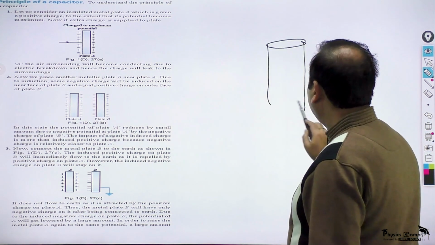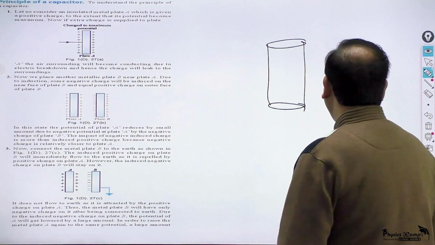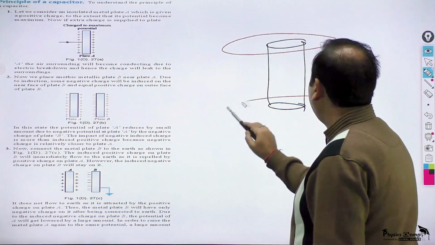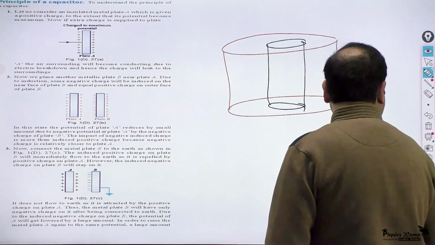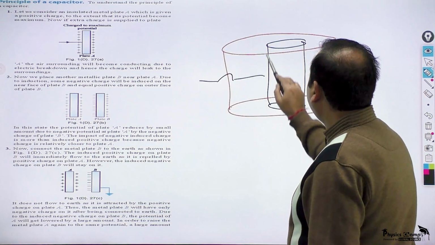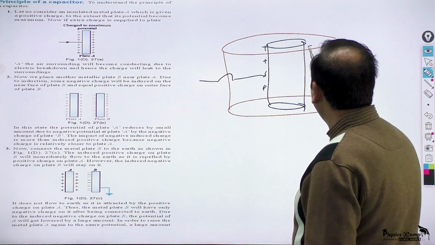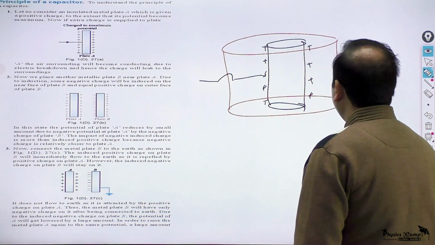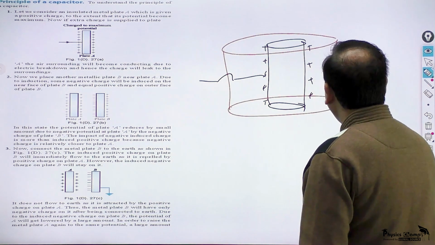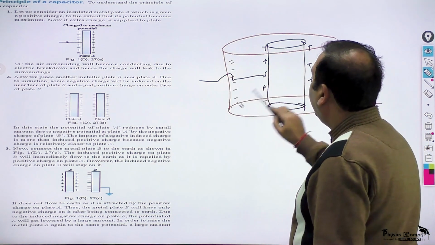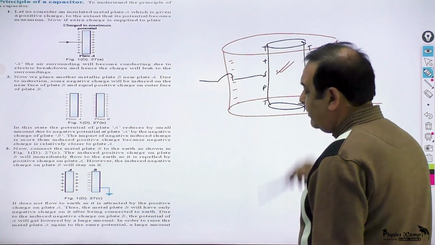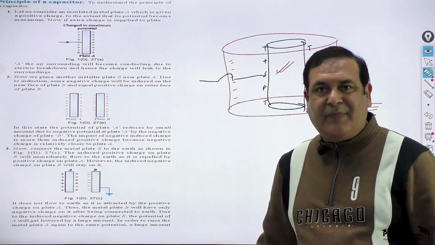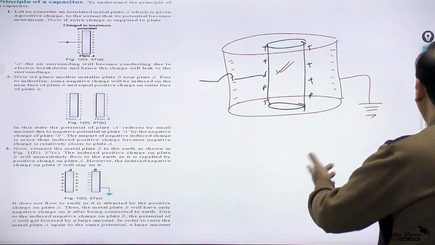Similarly, you can take the case of a cylindrical capacitor, where you have this inner cylinder and it is surrounded by this outer cylinder. The inner cylinder is the one which is supplied with a charge, and the outer cylinder is earthed. So this induced negative charge is there, and due to this, this inner cylinder will have more capacitance than usually it could have.